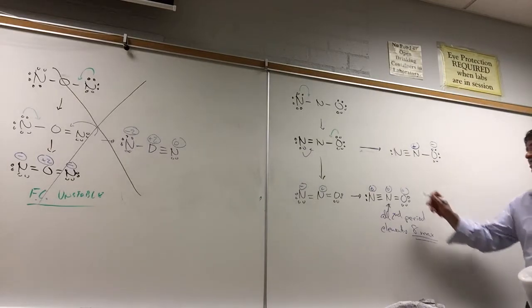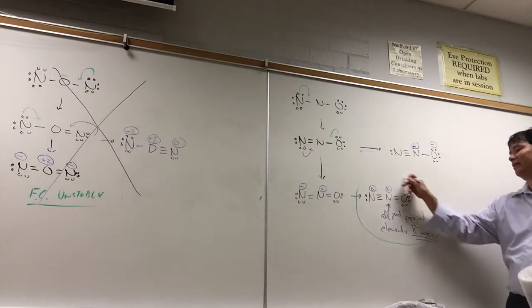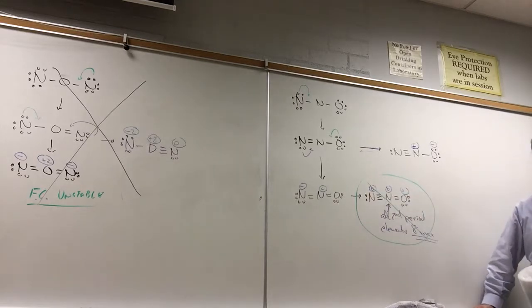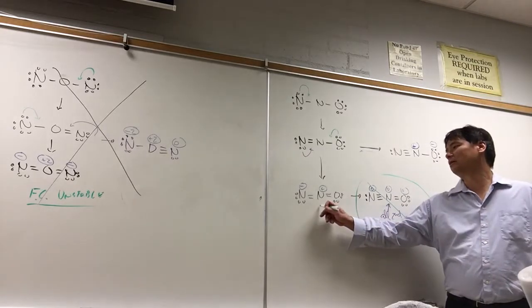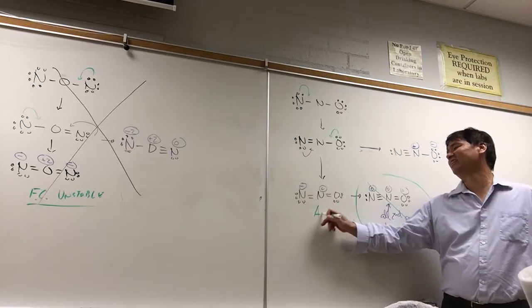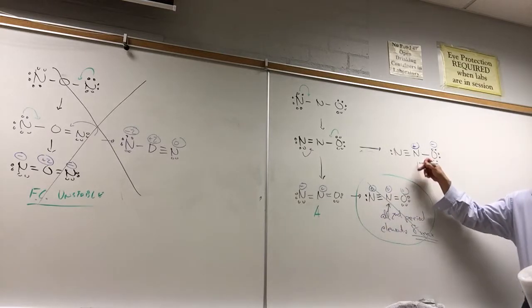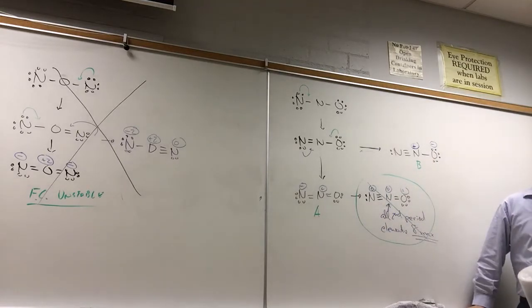And so this structure is no-go. Can't do it, even though the formal charges are looking good. And so we're stuck with a formal charge. Well, if we're stuck with a formal charge, which structure do you like better? Do you like structure A better, or do you like structure B better? And why?